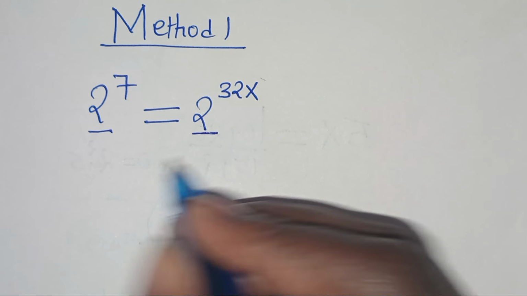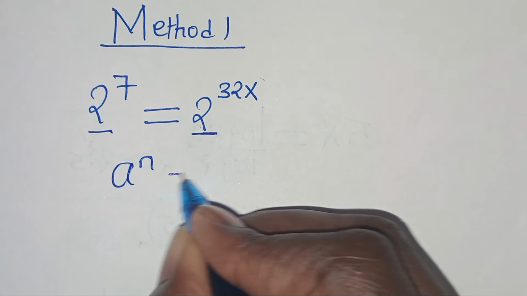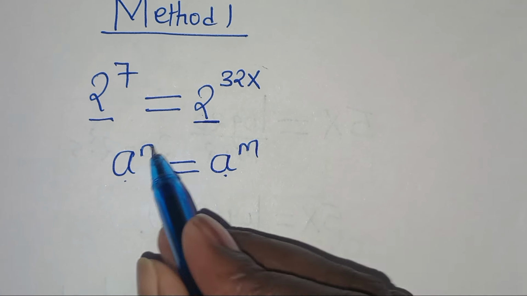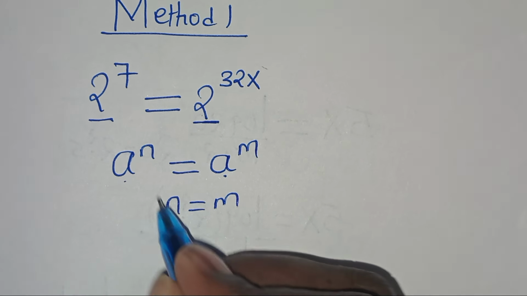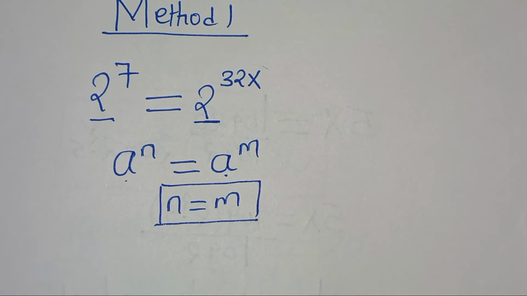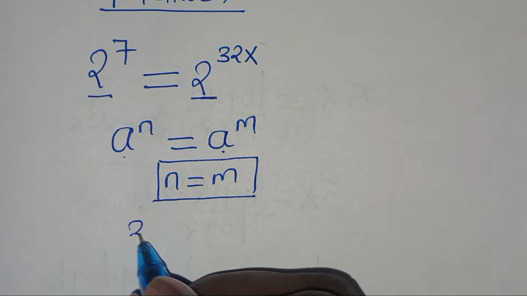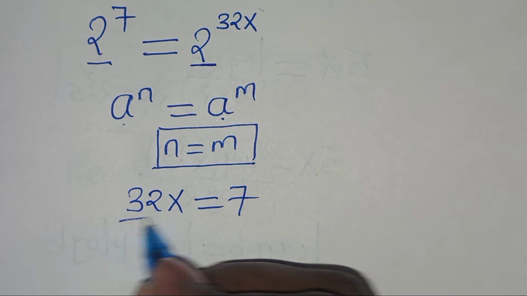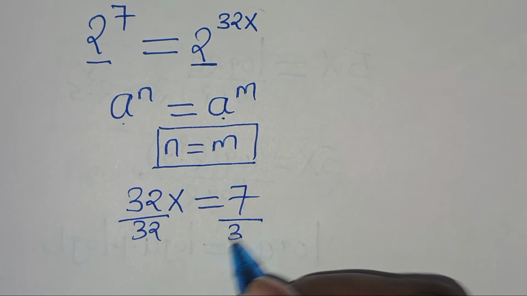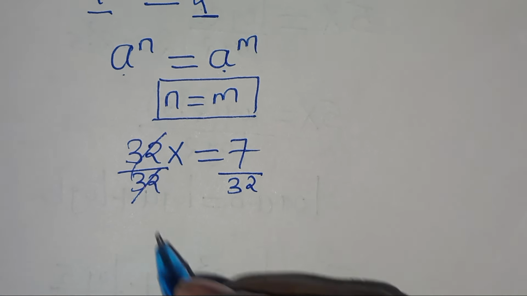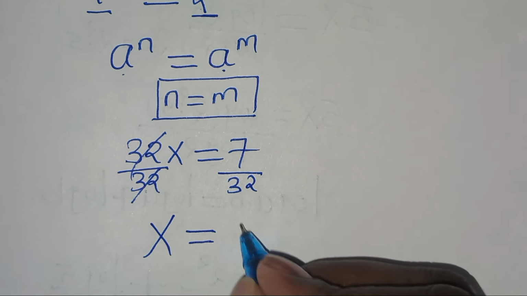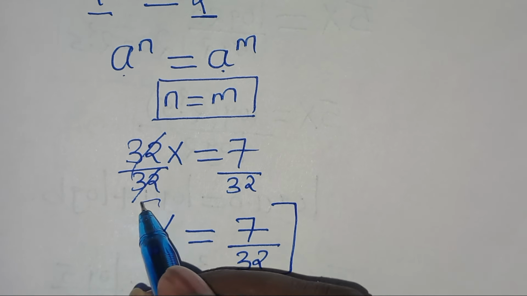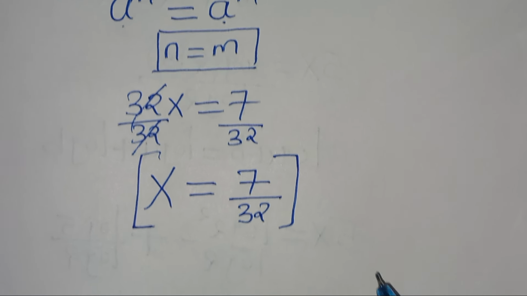Since the bases are common, that is a to the power of n is equal to a to the power of m, since the bases are common, exponent n is equal to m. So applying this property, this means that we have that 2x is equal to 7. So let's divide both sides by 2, so that now we have the value of x here. This is equal to 7 over 2. So this is the value of x by applying method 1.